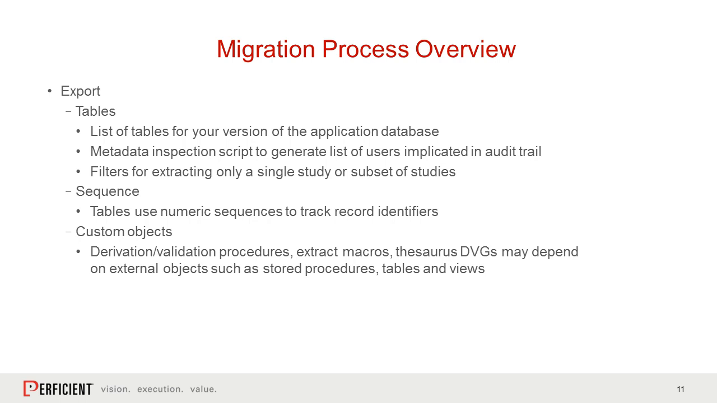You also need a metadata inspection script to generate a list of users that are implicated in the audit trail. And we'll go into more detail about the audit trail, but the essential idea is we need to catalog who all has touched the study, who all has made some change or other to the data that's part of the study, to the data that's being moved. You need to generate this list of users implicated in the audit trail, because it's going to be part of the filters for moving the contact info for those users.